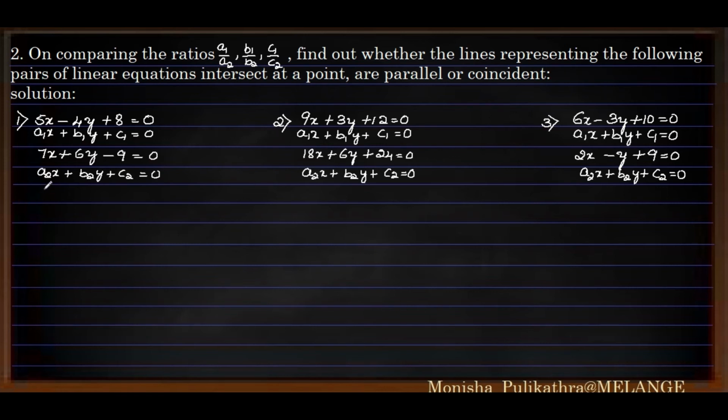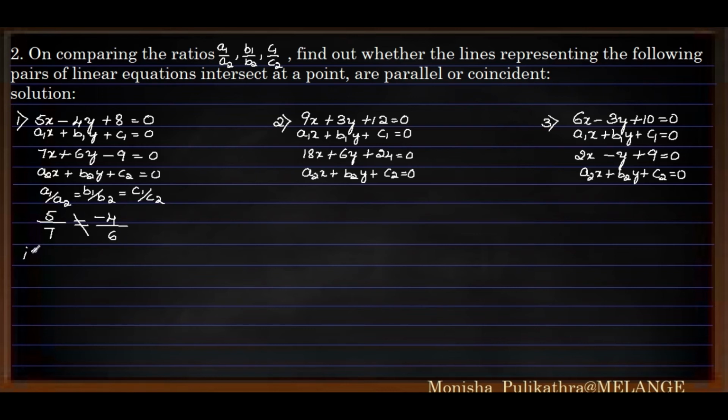Okay, we need to find out the ratio A1 by A2 is equal to B1 by B2 is equal to C1 by C2. Here A1 is 5 divided by A2 is 7, is equal to B1 is minus 4 divided by B2 is 6. Okay, here clearly it is not equal. 5 by 7 is not equal to minus 4 by 6.